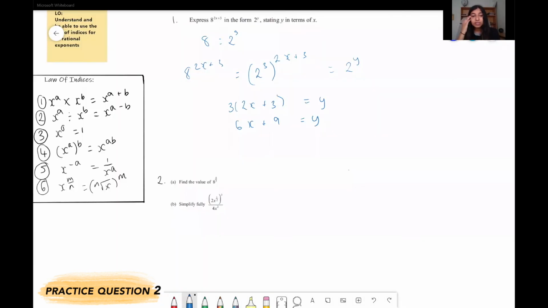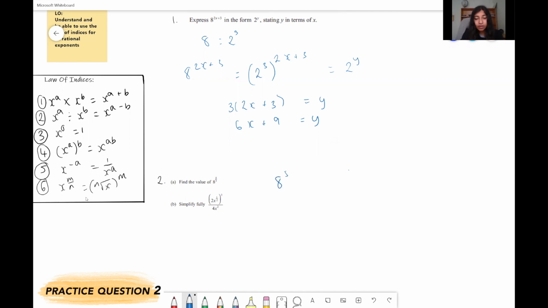So moving on to the second question, feel free to pause the video again and try it for yourself. So we want to find the value of 8 to the power of 5 over 3. To do that, we can just use this rule here. So we'd have 8 to the power of 5 over 3, that's equal to the cube root of 8, to the power of 5. So the cube root of 8 is just 2, so 2 to the power of 5, that's just equal to 32. So that's the answer to part A.